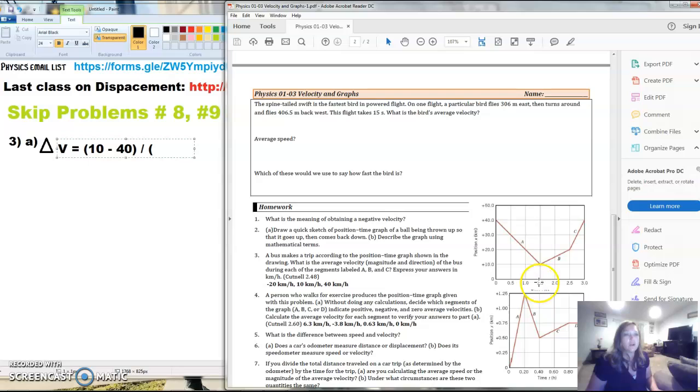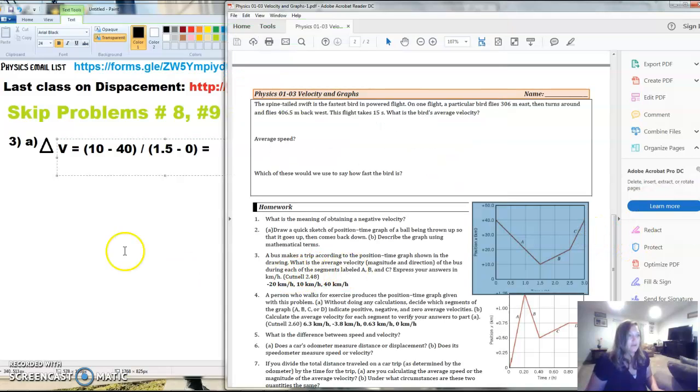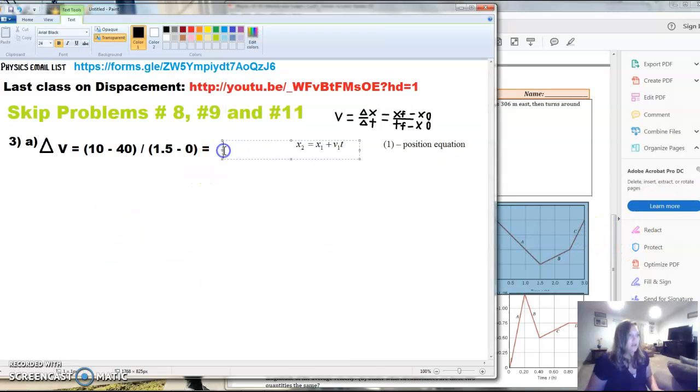And our times are down here, so we've got 1.5 subtract 0. And if we go through and type that into our calculator, you will see that we actually get negative 20 kilometers per hour. Okay, so don't forget to write down the units. That's really, really important. Now let's go ahead and look at segment of the graph B.